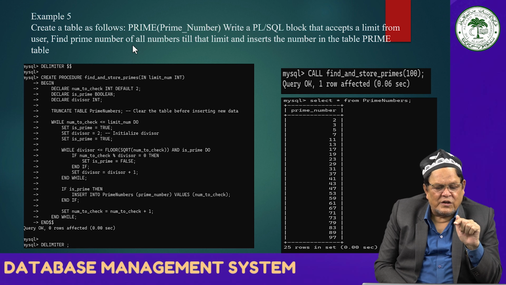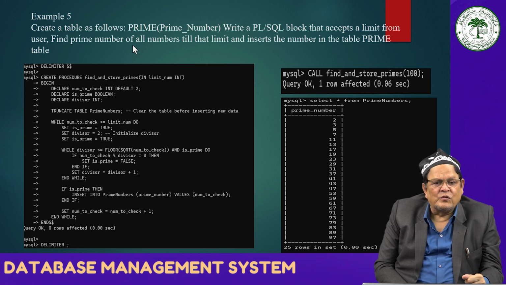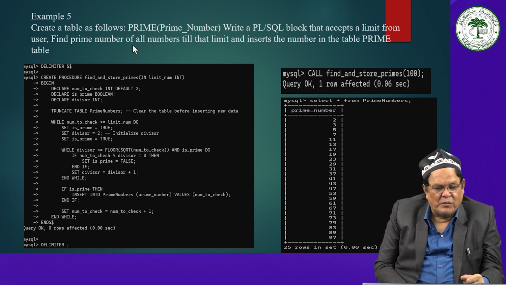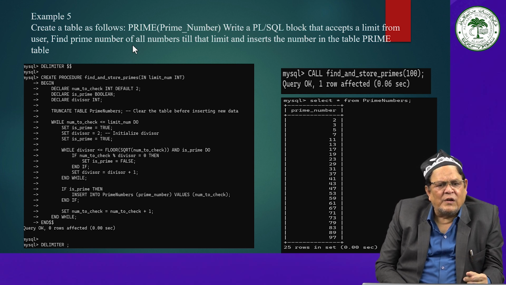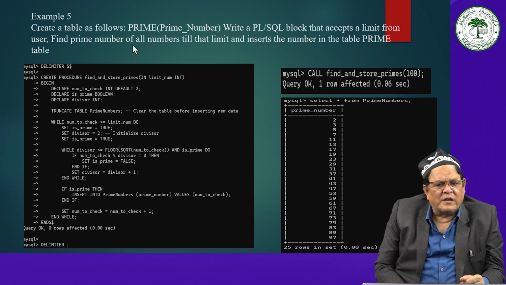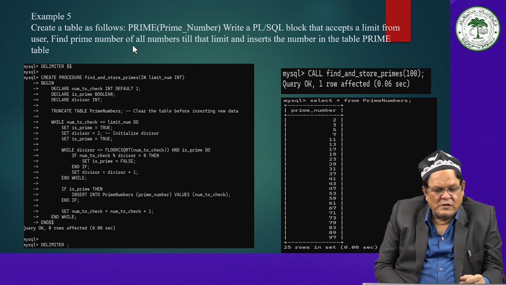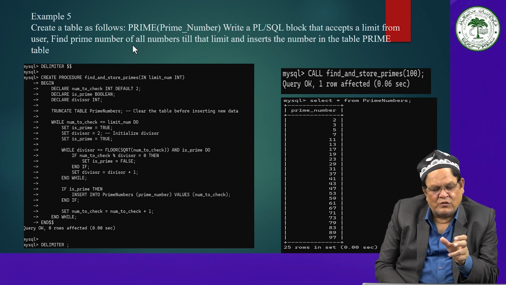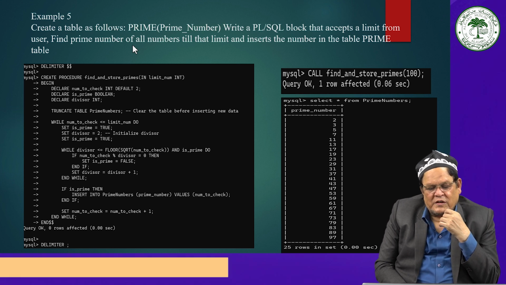There is the number to check, integer default to 2. Declare is a prime number boolean and divisor is integer. We have taken the boolean because the prime is either yes or no. Then truncate table prime number. This is the statement you can write, so it clears the table before inserting the new data.